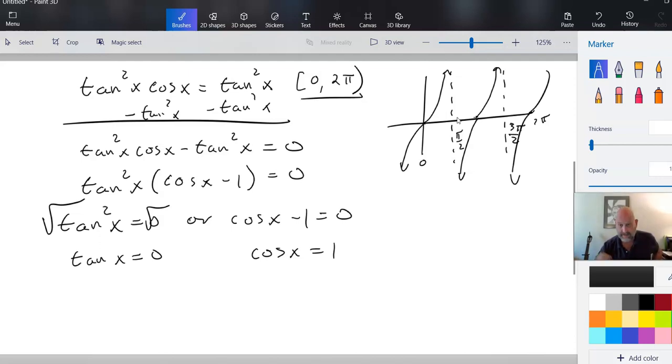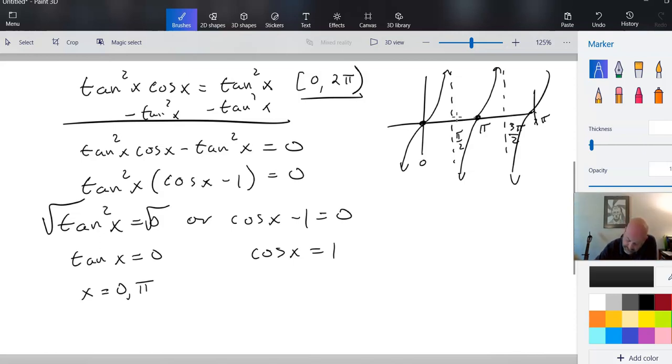Now, we were told to find things on this interval. Tangent x equals 0 when x equals 0. That's this one. The interval ends at 2 pi, and pi over 2 is not included, since this is a round bracket. So this is my other one: halfway between pi over 2 and 3 pi over 2 is pi. So when x is 0 or when x is pi, tangent is 0. Those are the two times it happens.